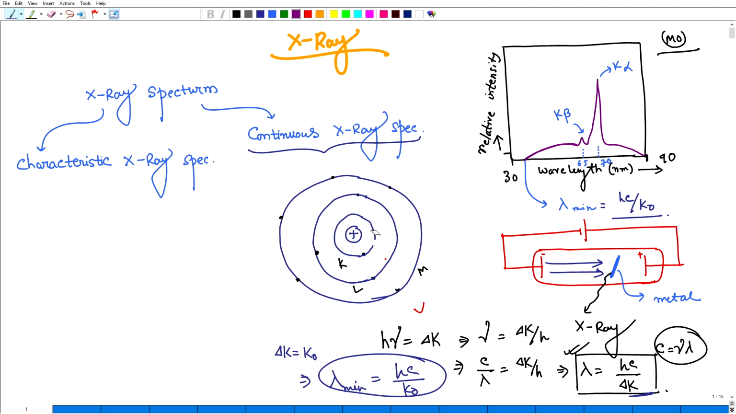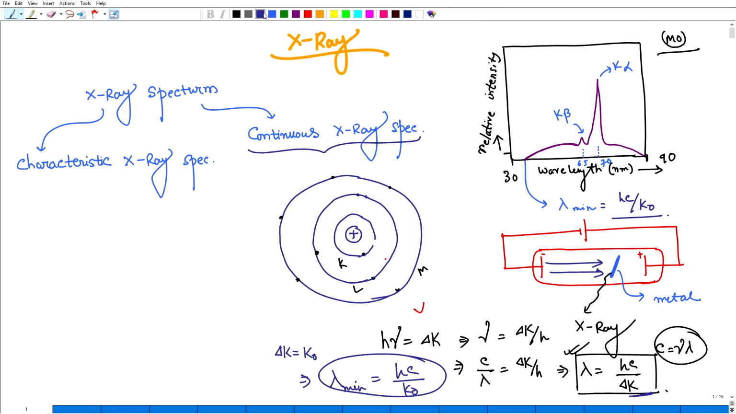It can be kicked out from P, and then electrons from a higher orbit can come into the P orbit to fill up that position. For that also there will be some release of energy, that will also give some photon, but that photon will not correspond to an X-ray photon.